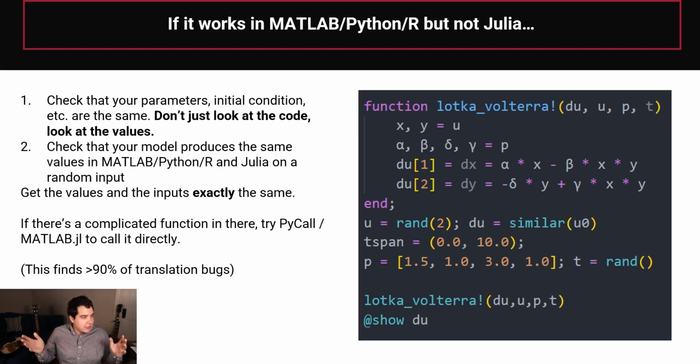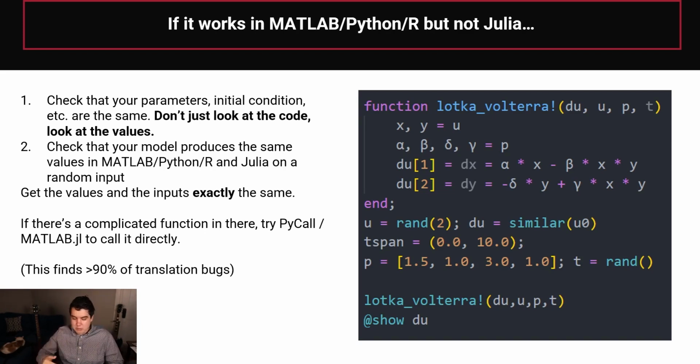That happens all the time, so double check that first. And the next thing is make sure that your model produces the same values in the 2 languages on a random input. Why a random input? Because it can be very easy. A lot of times your initial conditions are very easy, right?